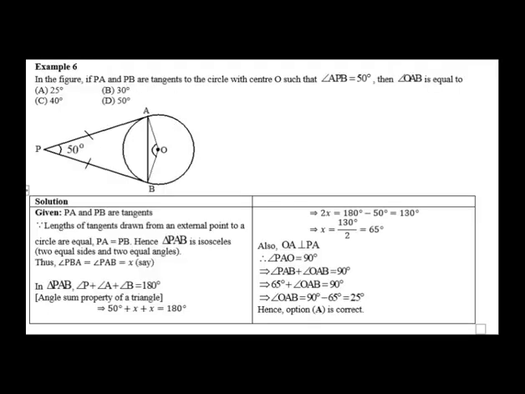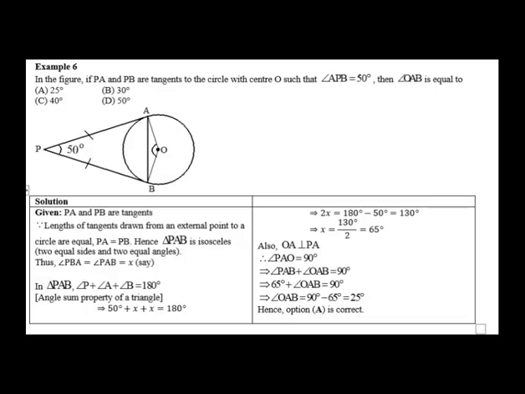Example 6. In the figure, if PA and PB are the tangents to the circle with center O such that angle APB is equal to 50 degree, then angle OAB is equal to option A 25 degree, option B 30 degree, option C 40 degree, option D 50 degree. Given PA and PB are the two tangents from the external point P. Since the lengths of the tangents drawn from an external point to a circle are equal, we have PA is equal to PB.